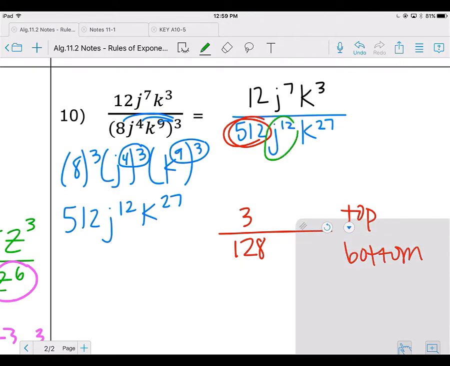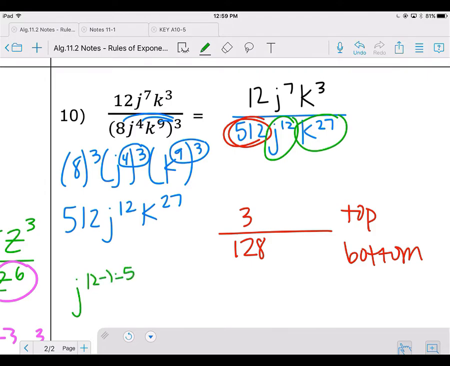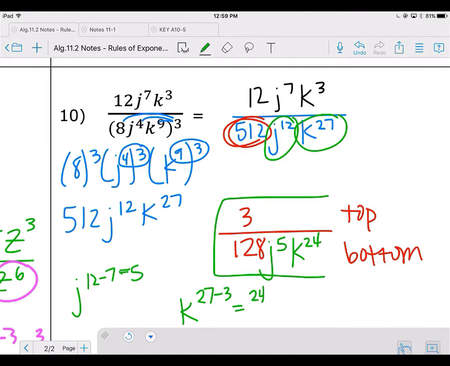Now with my j's, 12 is bigger than 7. K's, 27 is bigger than 3. Remember, we subtract, so 12 minus 7 is 5. And it goes on the bottom because that's where I had more. K to the 27 minus 3 is 24. And they go on the bottom because that's where I had more to start from my original.